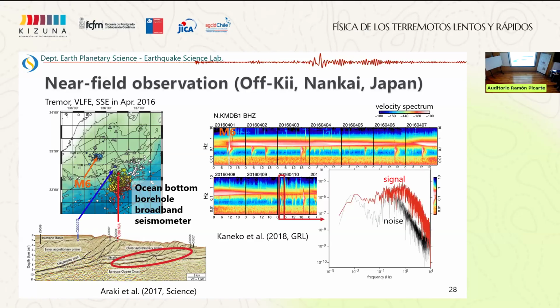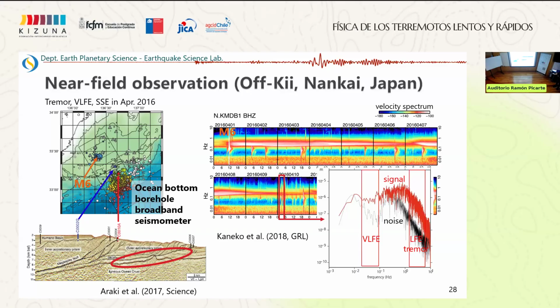This is from low frequency to high frequency. Usually we observe just this part as very low frequency events and this part as tectonic tremor. But if direct observation is possible, we can observe continuous signal from very low frequency to high frequency. This is the noise level, and the signal is stronger than the noise level. So this is very clear evidence of the continuity of signal from this size to this size.